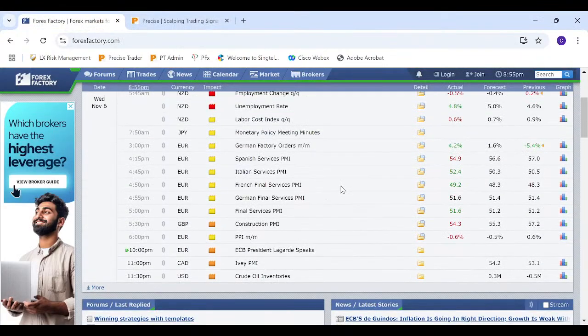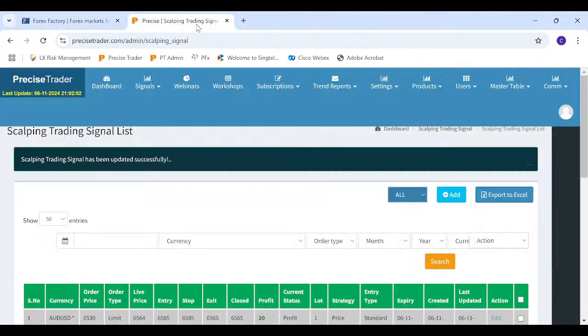Today, at 2200 hours, we have the ECB president going to give a talk, followed by the Canada Ivey PMI and US crude oil inventories. So these are the three data releases coming out later.